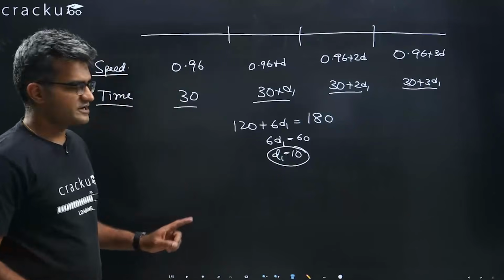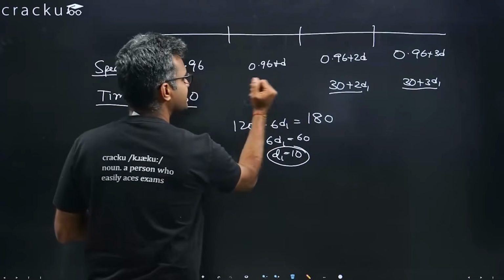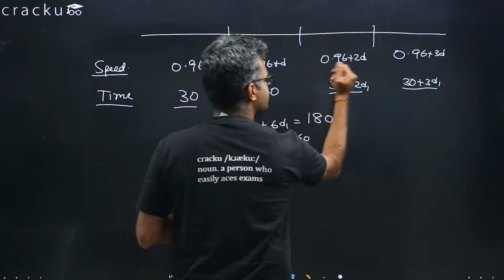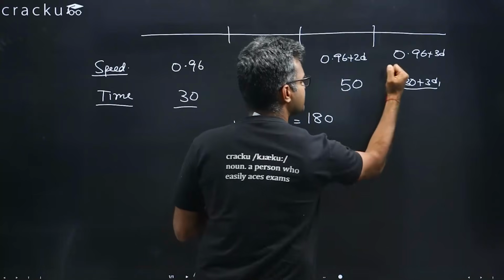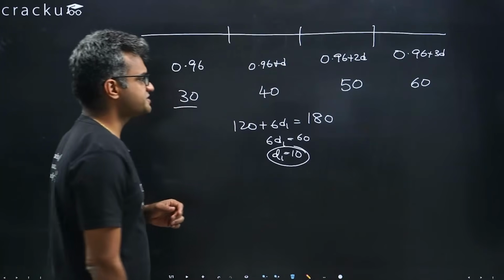This would imply that she traveled for 30 minutes for the first part. In the second part she traveled 30 plus d1, which is 40 minutes. The next part she traveled 30 plus 2d1, which is 50 minutes. And the last one she traveled 30 plus 3d1, which is 60 minutes. So what is the total distance that she traveled?